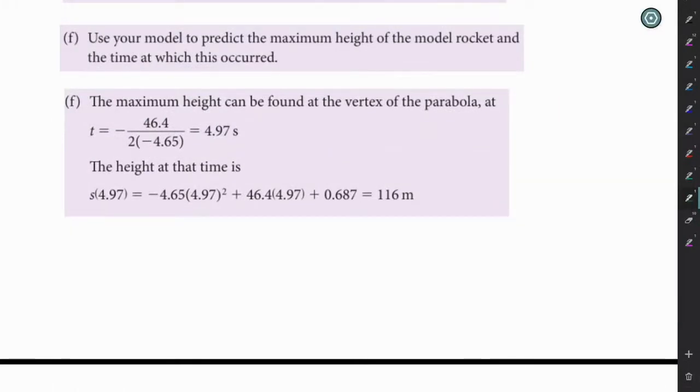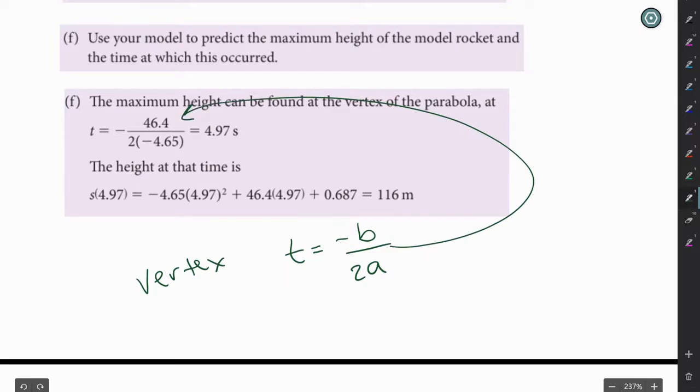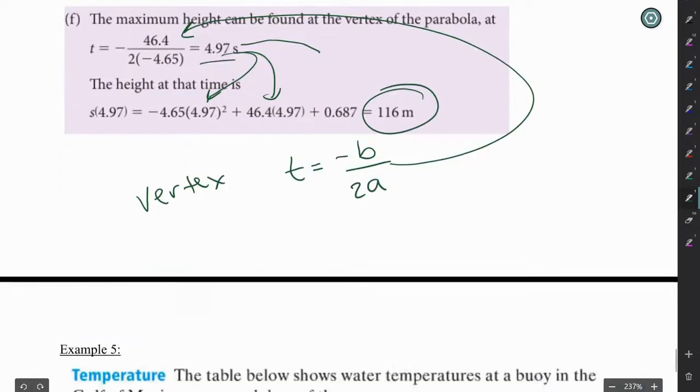So we take our equation. Remember, the maximum happens at the vertex. And to find the x-coordinate, or in this case, the t-coordinate of the vertex, it's negative b over 2a. So that's what we started with here, the opposite of b over 2 times a, which gave us 4.97 seconds. So that's when the maximum height happens, but to figure out how high it is, we have to substitute that into the model that we're given, which gives us a height of 116 meters. So the maximum height of 116 meters occurred at 4.97 seconds.